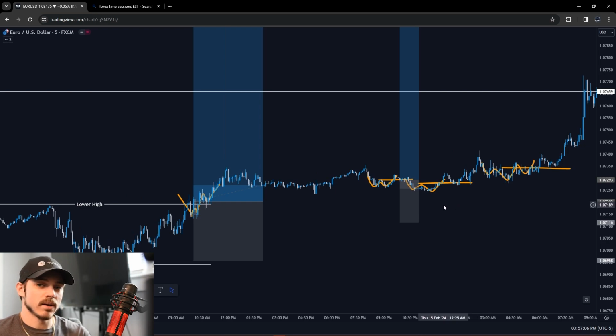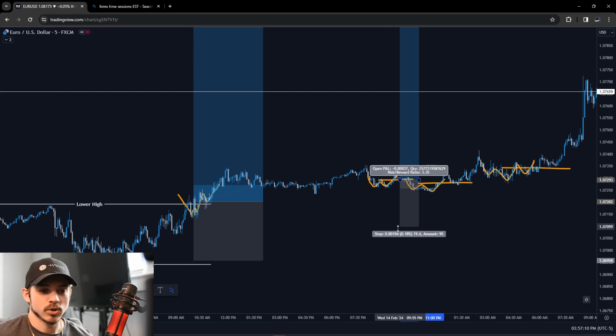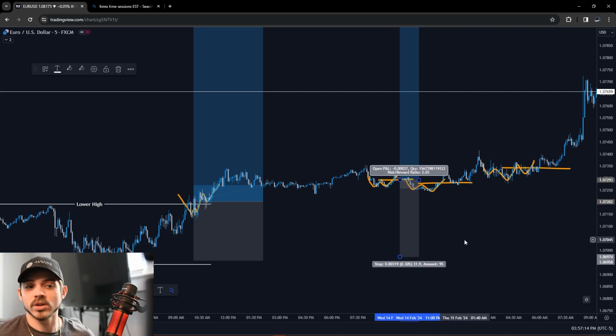And if you want to do the same thing you did with the last trade and take your stop loss based off the hour, then you can go ahead and drop that down there as well. And now you have a 2 to 1, still a really good trade.